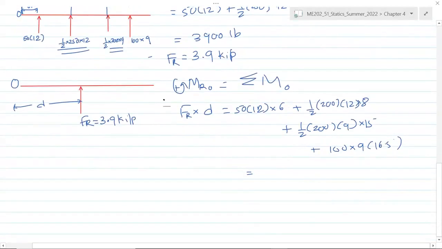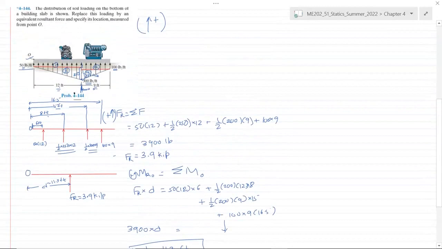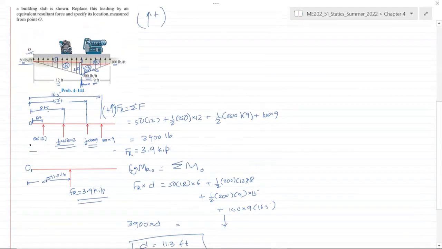Now we know the value of Fr, so we can substitute Fr equal to 3900 times d, and then this equation we just copy here. So from that you calculate d, and that's 11.3 feet. That's the final answer. So this d is equal to 11.3 feet. What this means is that all these machines apply the load on the soil, and that distributed load can be replaced by a single point load of 3900 pound acting at 11.3 feet measured from O. That's the solution.